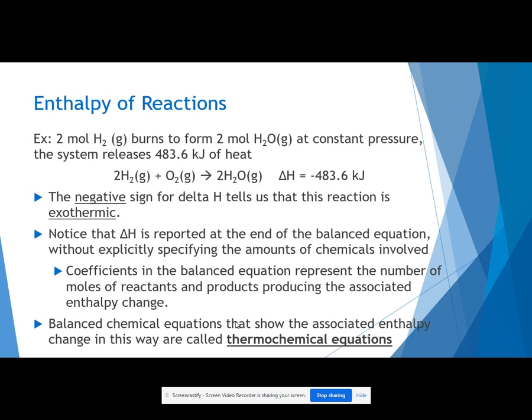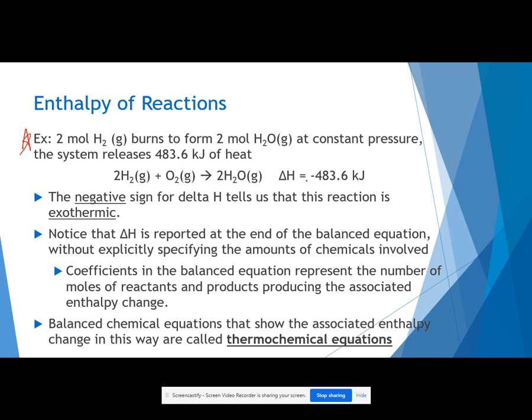So over here it says, example, 2 moles of hydrogen gas burns to form 2 moles of H2O gas at constant pressure. The system releases 483.6 kilojoules of heat. So this is a very good example. If you need to write this down, you should, but you don't have to if you understand it. So here with this reaction, with water being formed, it says delta H is negative 483.6 kilojoules. This negative sign right here tells me it's exothermic.